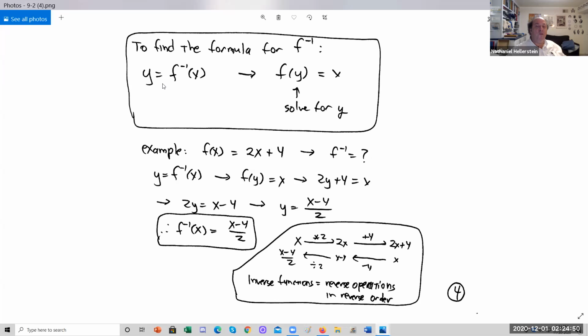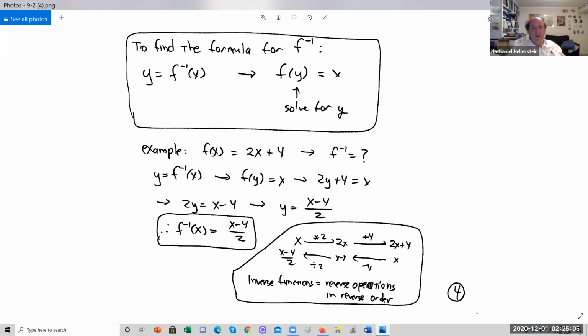If you want to find the formula for an inverse, to write y, you write y equals f inverse of x. Therefore, f of y equals x, and then we do a bunch of algebra to solve for y. In a sense, algebra is one long inverse operation.